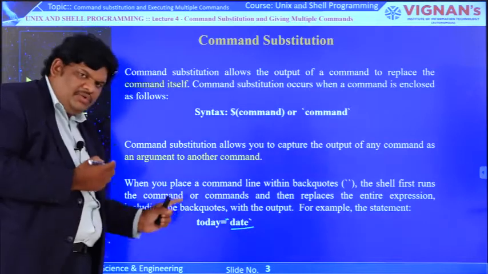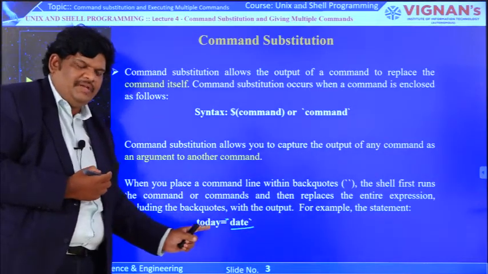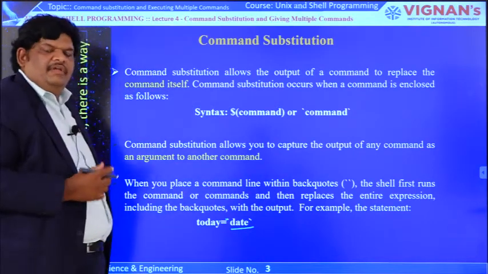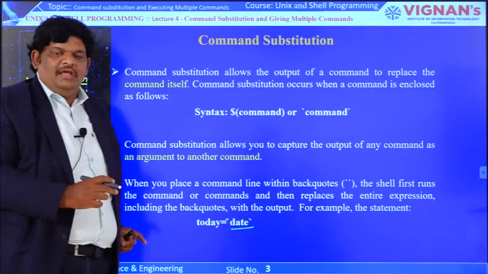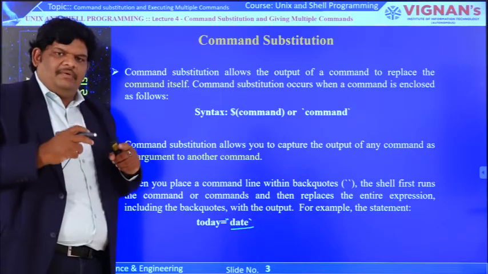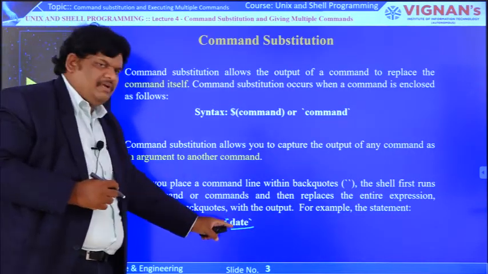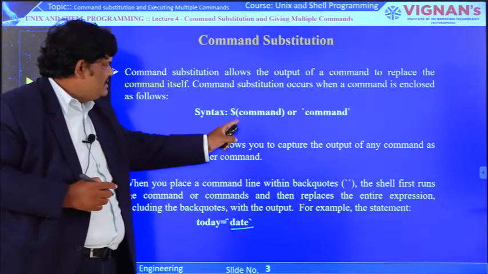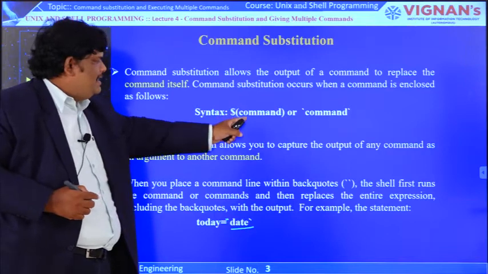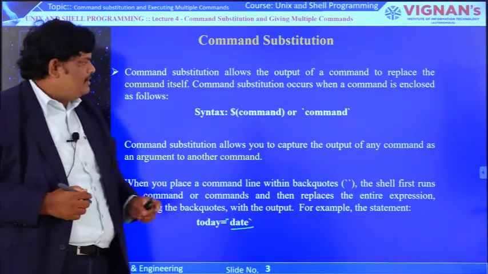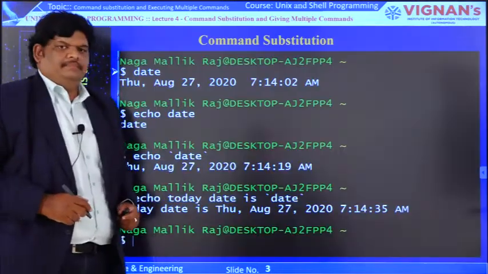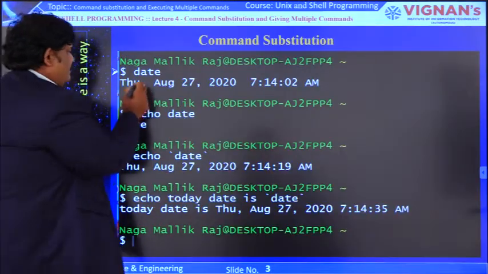So before executing the command, the shell will check whether any command substitution is there or not. It will find the command substitution and replace the command, along with the back quotes, with the command output. So that is the meaning of command substitution. The syntax can be represented in two ways: one is the dollar symbol with parentheses, where we write the command, or within back quotes we can write the command. Let us see the example here.